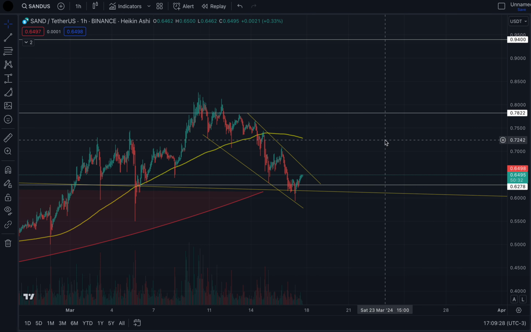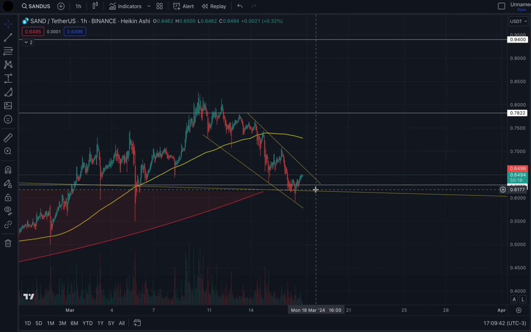And here is the key support line intersecting. This is the neckline of the cup and handle pattern, you can see here. And this is the yellow diagonal trend line we were just looking at. So you have a complete confluence of 2 bullish ideas here.